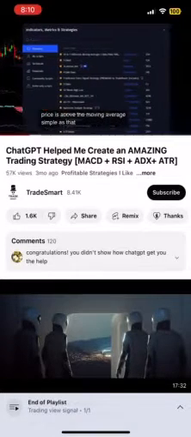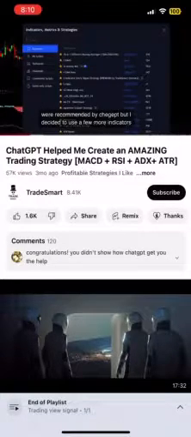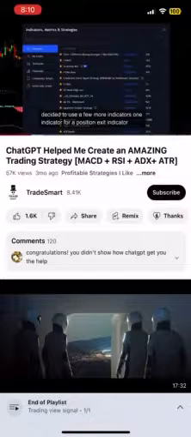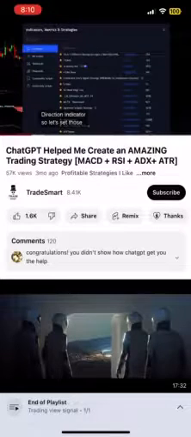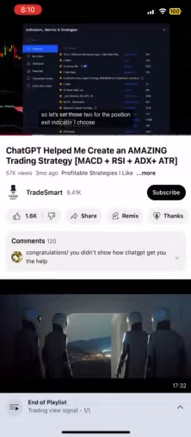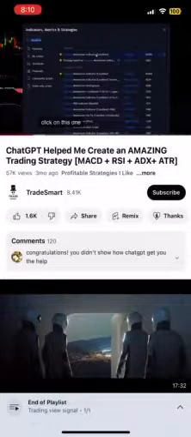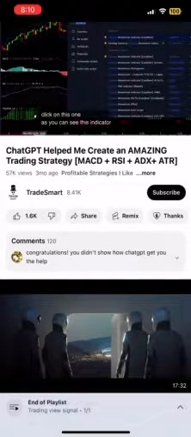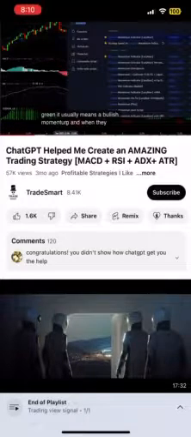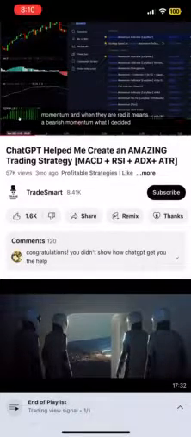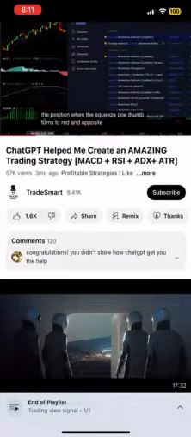Simple as that. So now we have our three indicators that were recommended by ChatGPT, but I decided to use a few more indicators. One indicator for a position exit indicator, one volume indicator, and one momentum or direction indicator. So let's add those two. For the position exit indicator, I choose the squeeze momentum. Click on this one. As you can see, this indicator prints green and red bars. When the bars are green, it usually means a bullish momentum, and when they are red, it means a bearish momentum. What I decided to do in case of a long position is to exit the position when the squeeze momentum turns to red, and opposite is true for shorts.